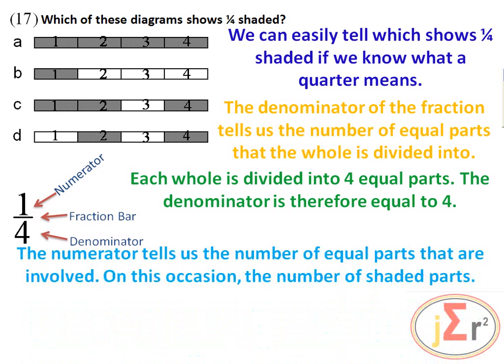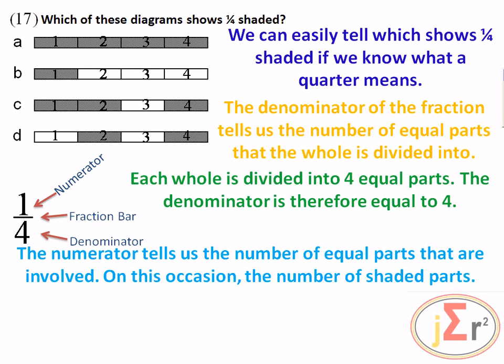1. The numerator tells us the number of equal parts that are involved. On this occasion, the number of shaded parts. So the numerator is 1, and that will tell us the number of parts that we are talking about, in this particular case, the number of shaded parts. The numerator is 1. How many parts must be shaded? 1. In which of the options is 1 shaded?